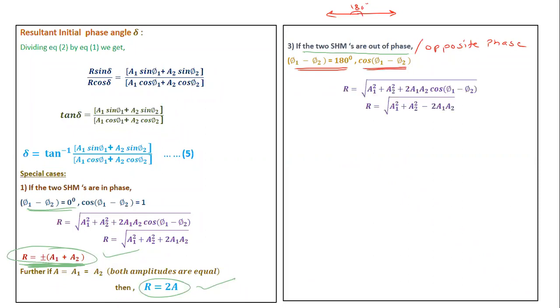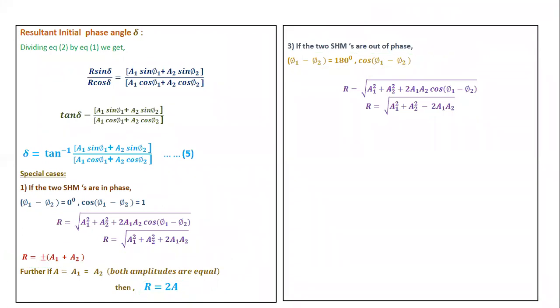Okay, let me substitute cos 180 as minus 1. Then what we get here? In the formula of capital R, we have to substitute. Then we get the formula of capital R as root of a1 square plus a2 square minus twice a1 a2. Because cos 180 is minus 1, so here the minus sign is coming.